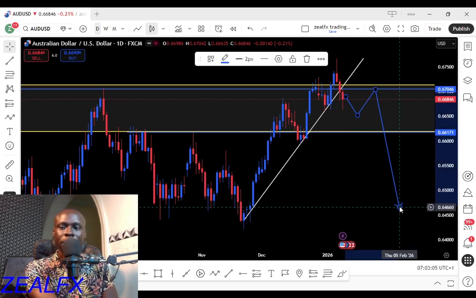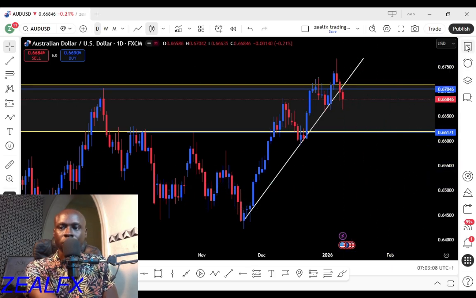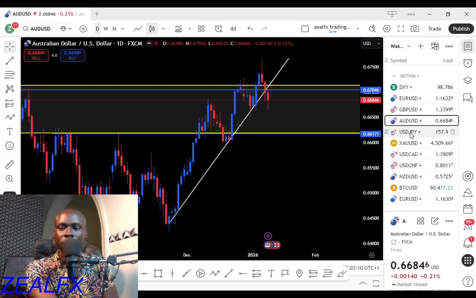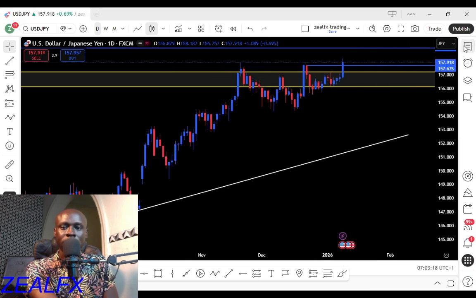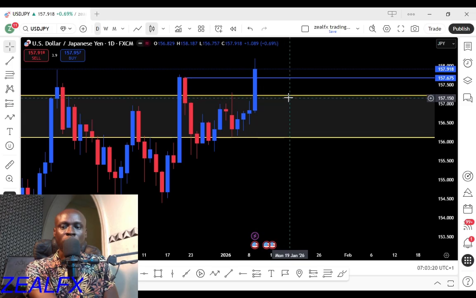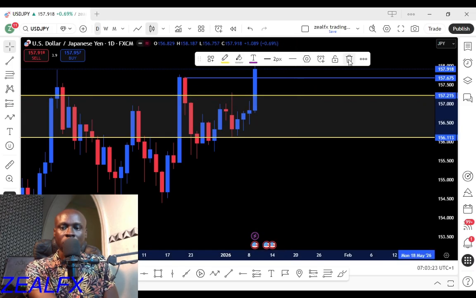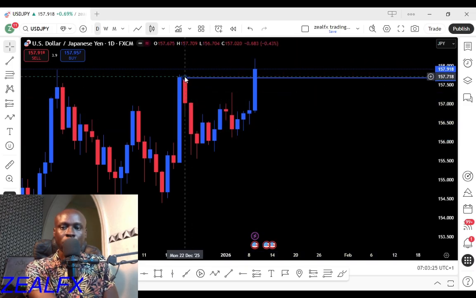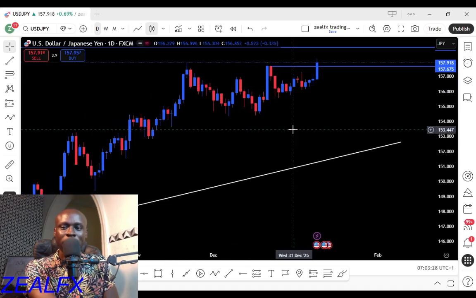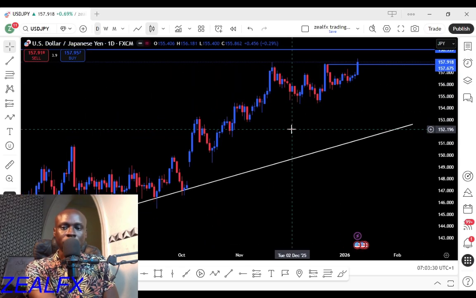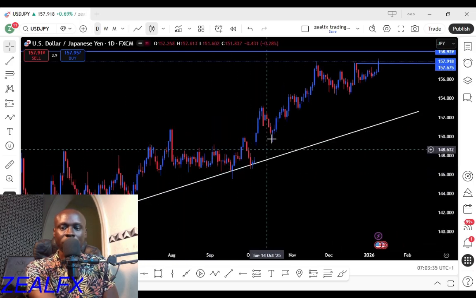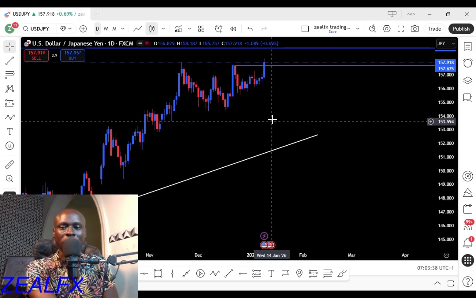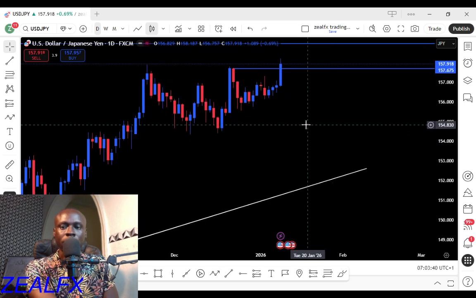So let's look at our next pair, which is the USDJPY. USDJPY on the daily chart broke above our swing level, which is this high. So price broke above this high, and we expect more of a bullish trend for the USDJPY. You can see that we still have an uptrend structure, a series of higher lows for the USDJPY. So we expect price to continue to push higher for the USDJPY.